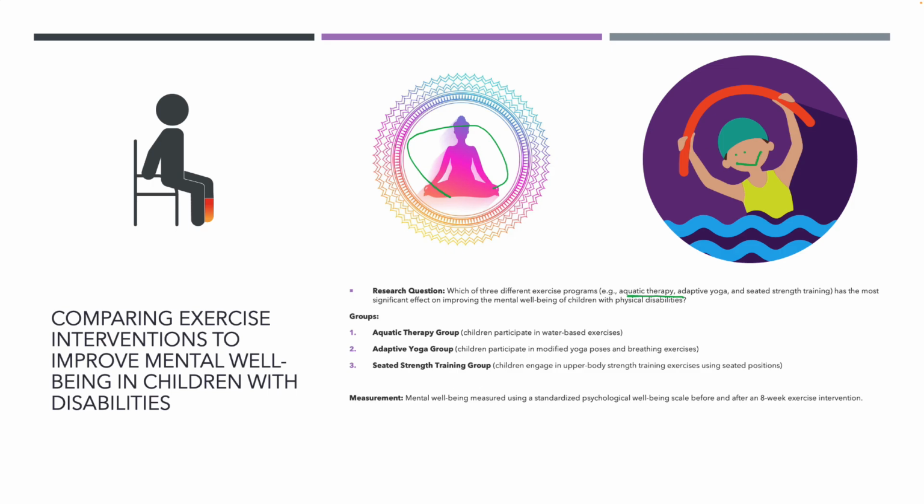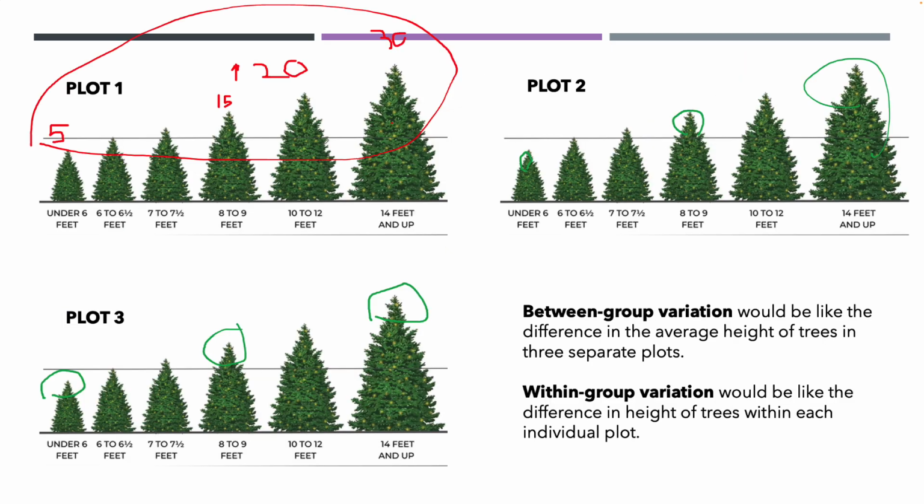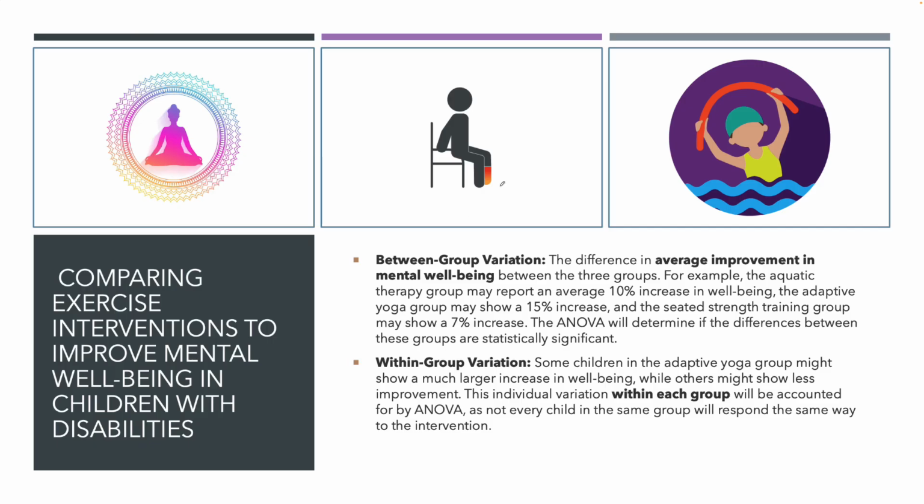And again, we go back to our trees. We have 3 different groups. We're going to have kids in this group that are going to respond a little bit, kids that are going to respond robustly in this group. Same thing here. We'll have a difference of responses in the third group. And when we compare all those groups together, we'll see that there is a between group variation, right?